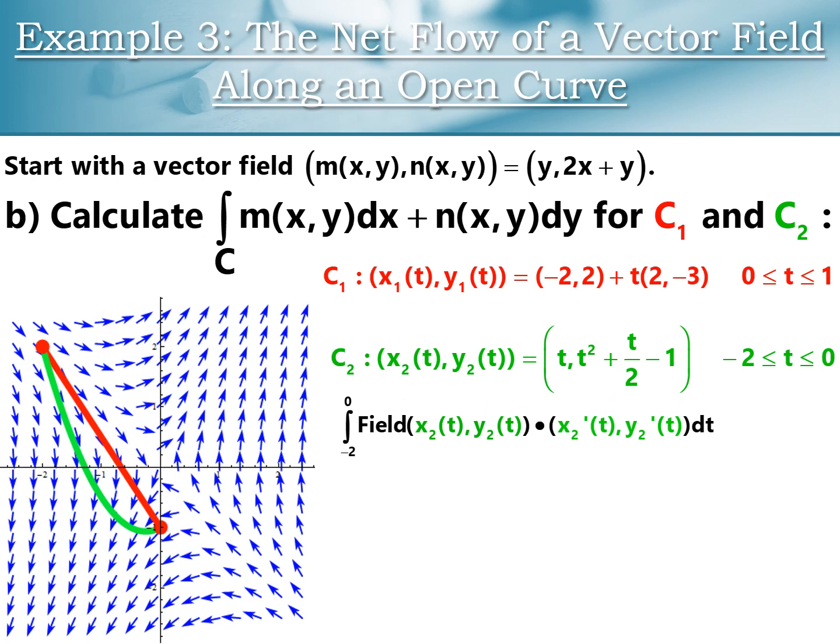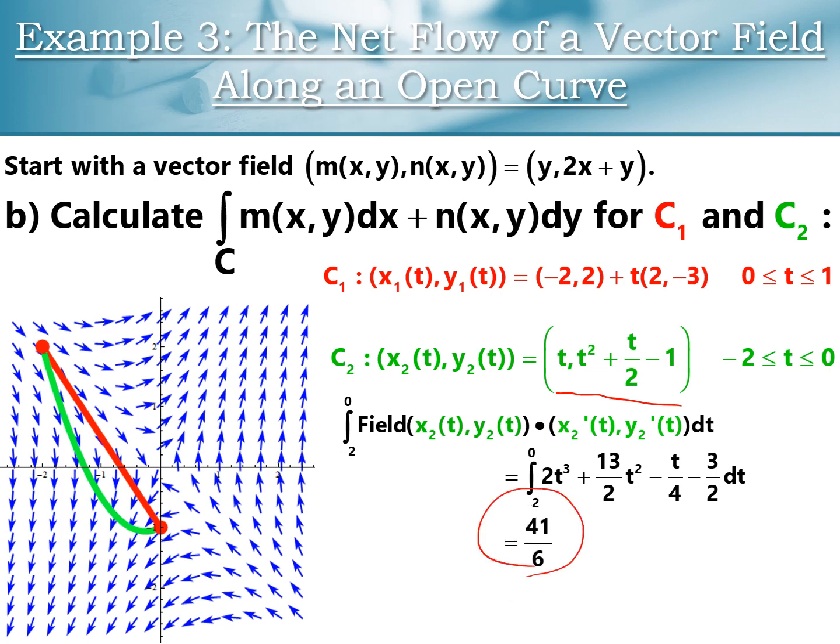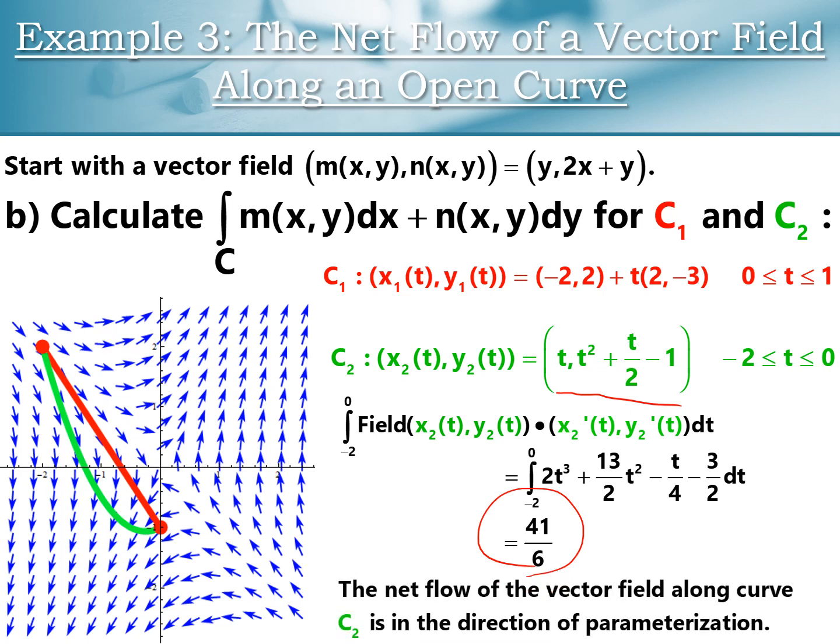Now we can do the same computation for this parabola. And when you run the numbers, you get a different value, 41/6. Again, the net flow of the vector field along this open curve is in the direction of parameterization, with the direction of the tangent vectors, but the actual value is different. And we would expect that when we don't have a gradient field.